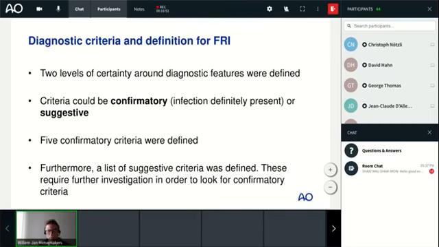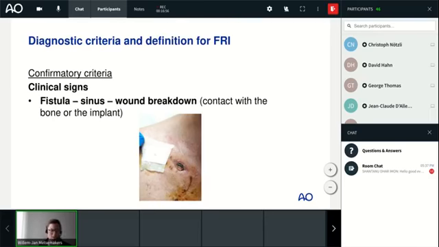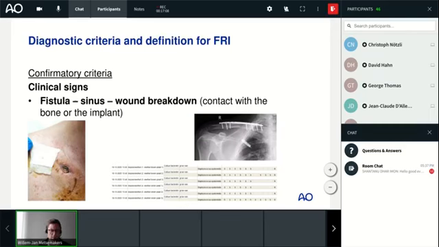One of the most important ones is the fistula or the wound breakdown. What do we mean? There is direct contact between the bone and the implant. For example, here we see a visible plate on a clavicle fracture. In this case, in a matter of hours, you will get overgrowth of the commensal flora, in this case, the staph epidermidis, which will form a biofilm on the plate, and this is, per definition, infected.